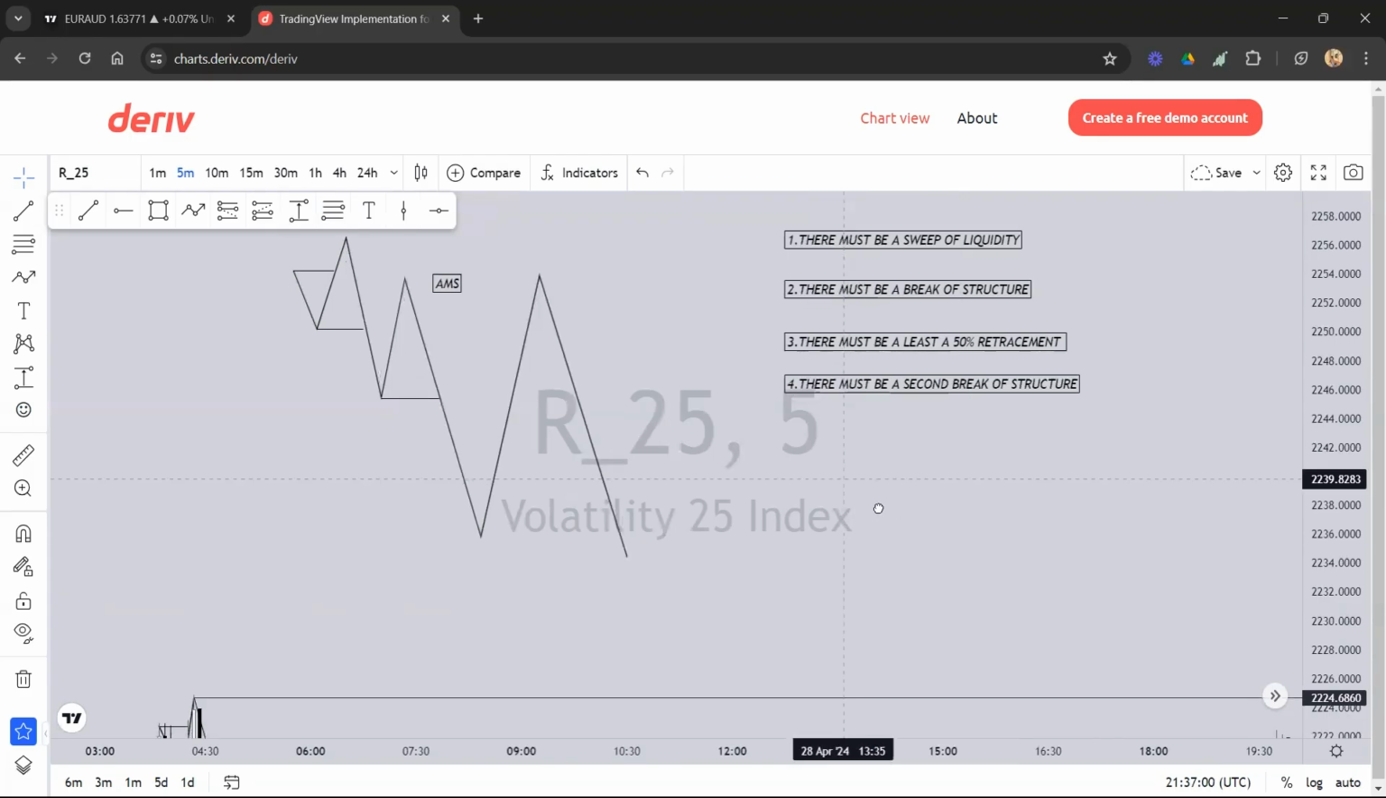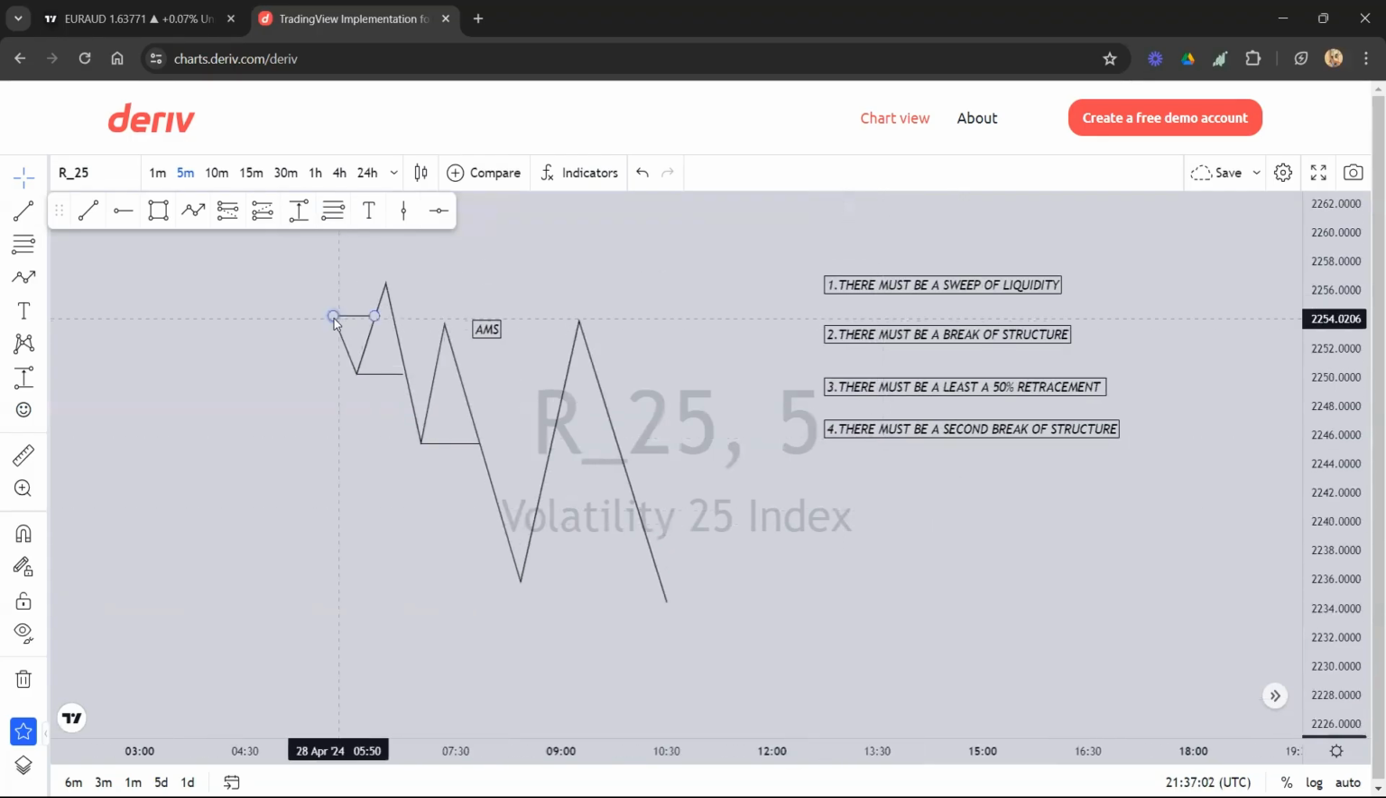Now this is it. We have a number one rule. Market took out the high here, sweep of liquidity. Number two rule, we had a break of structure here. Number three, 50% what? Retracement, at least, possibly 60% or more. Then after that, what? Another second what? Break of structure. So we have one break, two break.